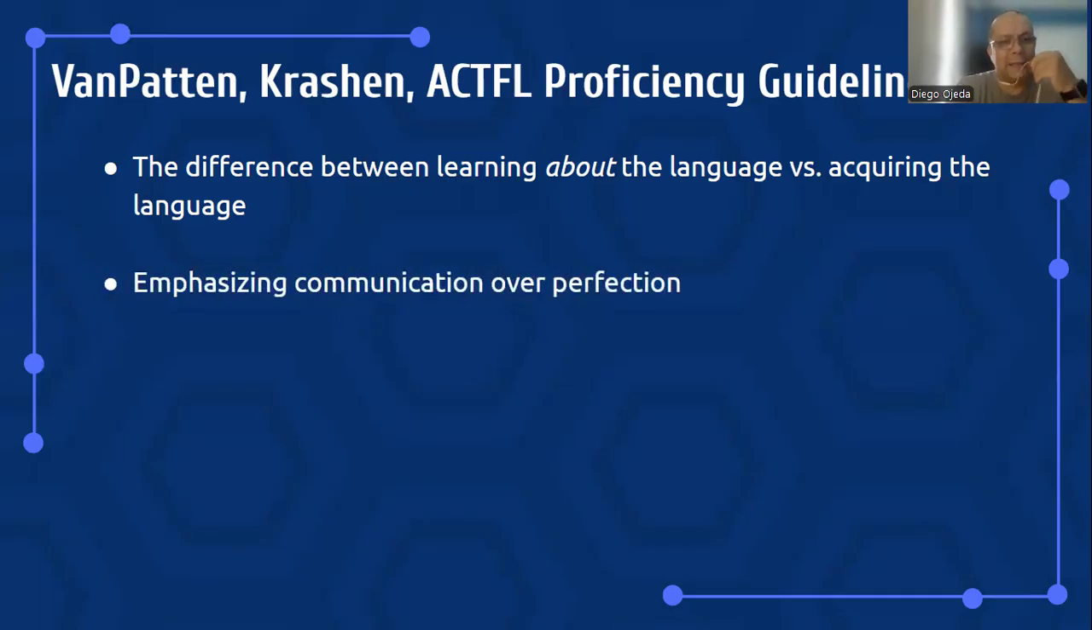So let's keep in mind that when we talk about learning about the language, this only means explicitly studying grammar rules, verb charts, and vocabulary lists. That is learning about the language. Conjugation, everything is kind of like in isolation. But when we talk about acquisition, we talk about acquiring the language, which means developing the ability to understand and communicate naturally.